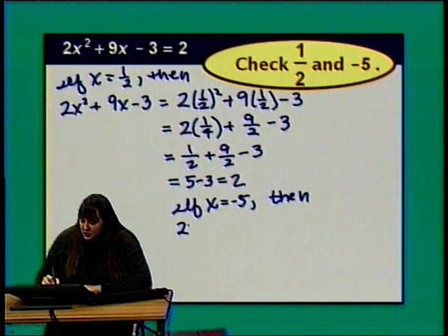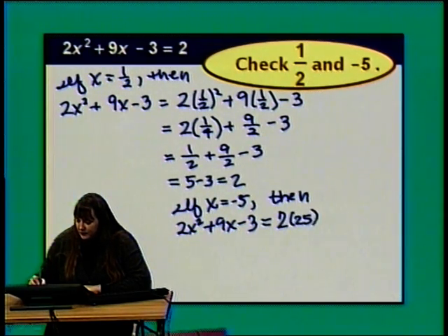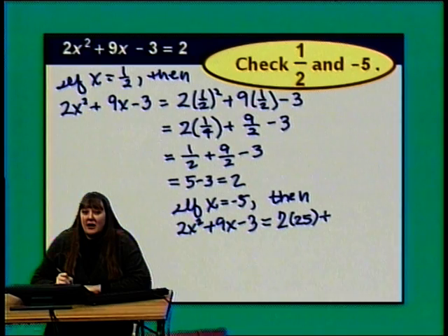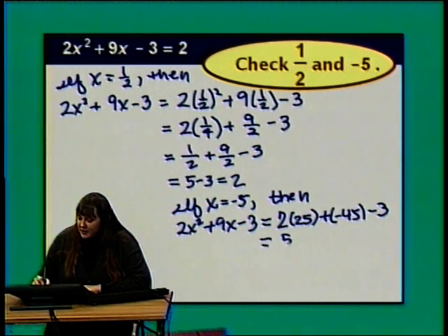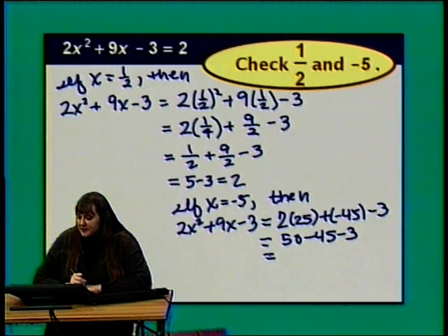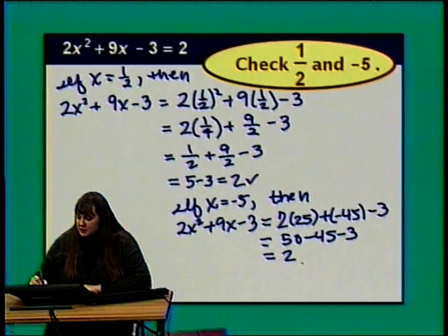Then we have 2x squared plus 9x minus 3 equals, doing a little arithmetic in my head here, when I square negative 5, I get 25, plus 9 times x, that's 9 times negative 5, will be negative 45, minus 3. So I have 50 minus 45 minus 3. That's 50 minus 48, which is 2, and that's what we wanted. So both of the solutions here check, and I can go ahead and write my conclusion.